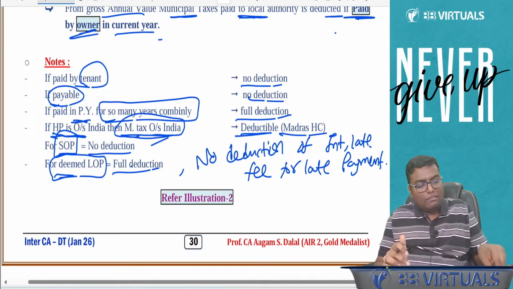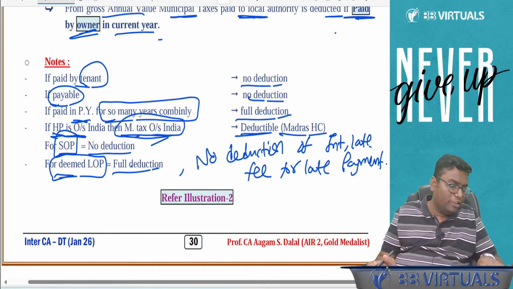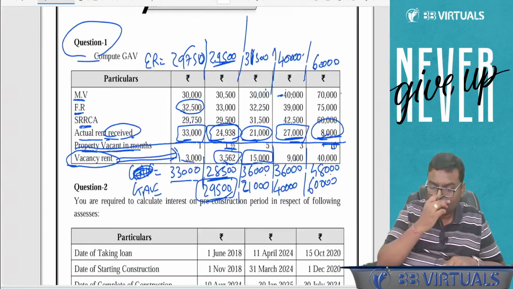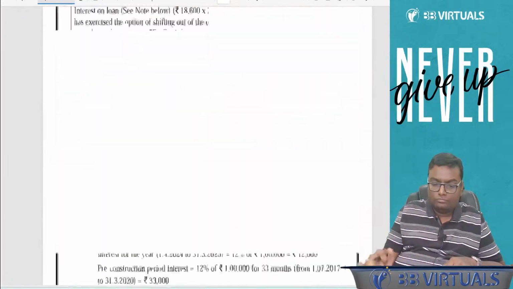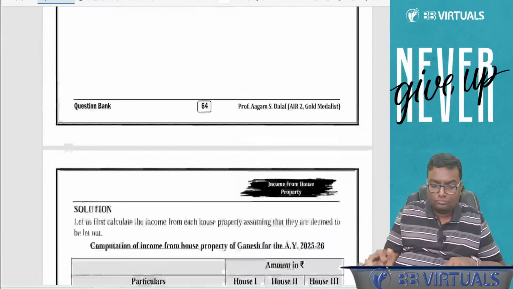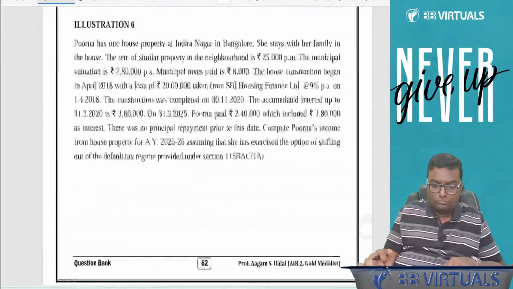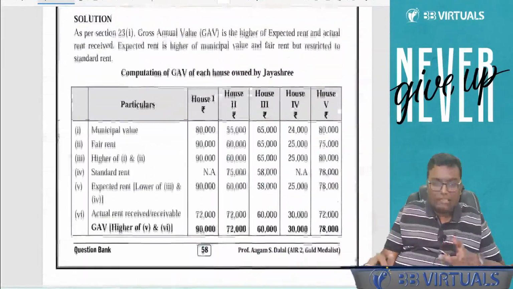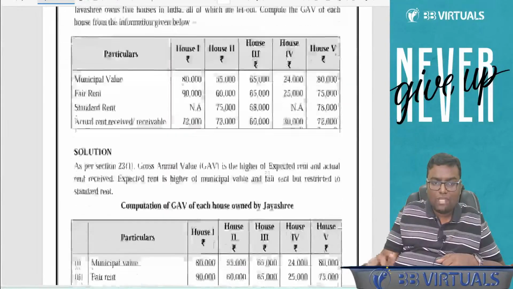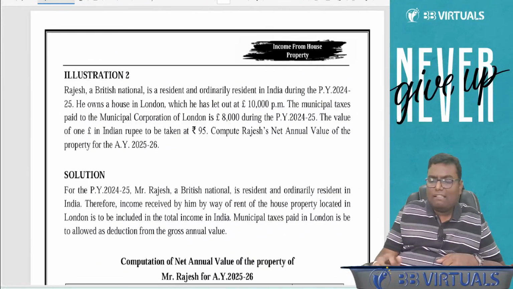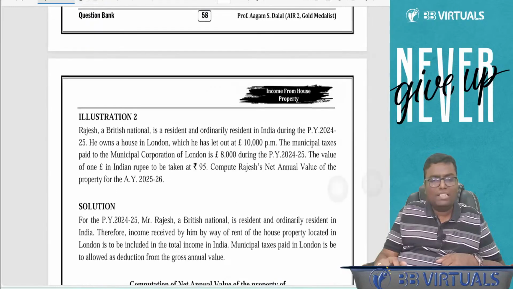Now, based on this, we have to see illustration number 2. These are all basically of ICAI. Illustrations are of ICAI, and ICAI has given so many brilliant examples for each and every concept.